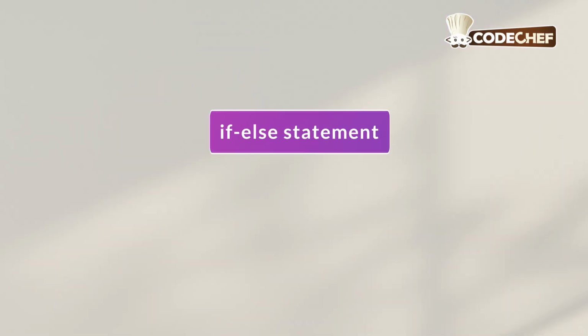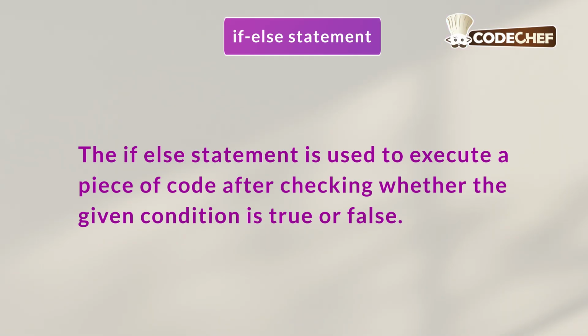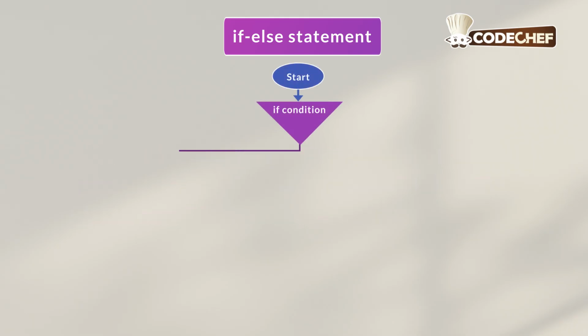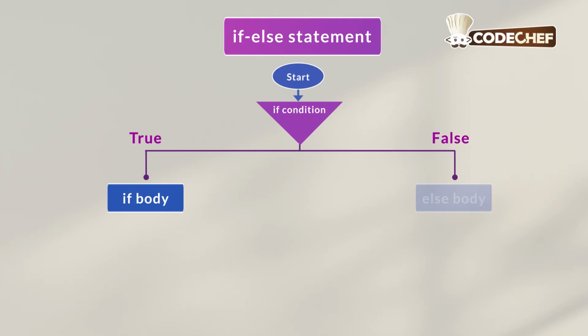The next topic is the if-else statement. The if-else statement is used to execute a piece of code after checking whether the given condition is true or false. If the condition is true, the code inside the if block is executed. If the condition is false, the code inside the else block is executed.